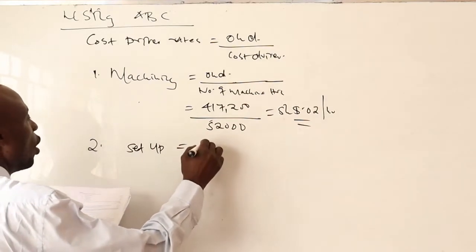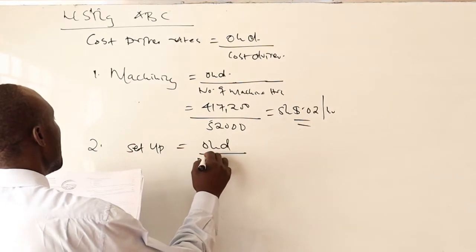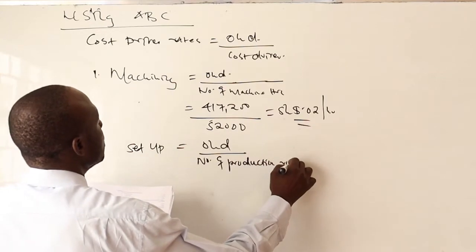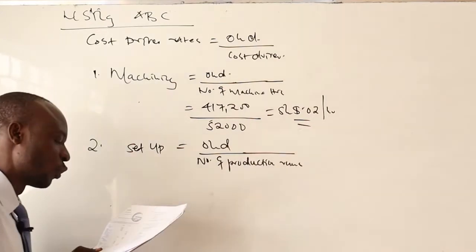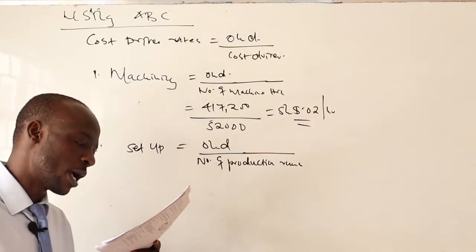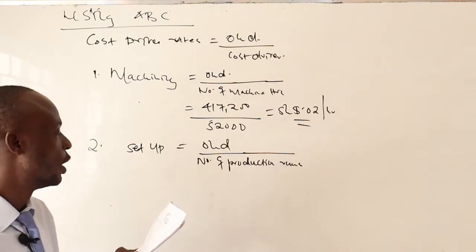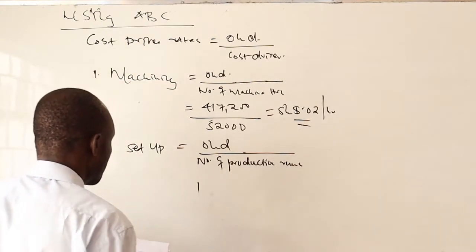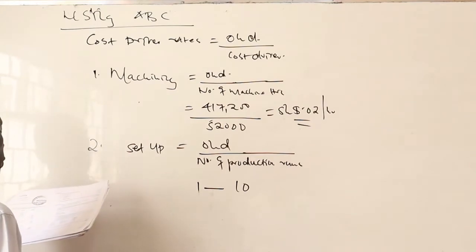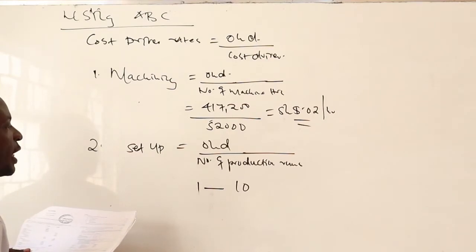Setup is going to be overhead over the number of production runs. So we want to determine the number of production runs. We have been told in note number 1 that the products are manufactured in production runs of 10 units and sold in batches of 20. So one run is equivalent to 10 units.